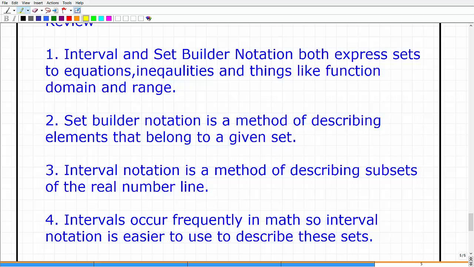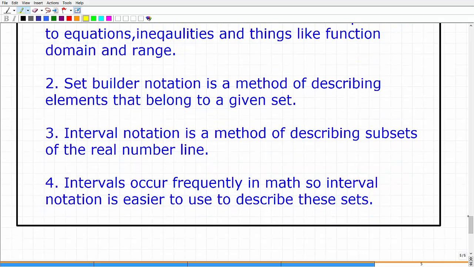Okay, so this comes in handy, especially in the higher order mathematics that you get into. All right, so interval notation is a method of describing subsets of the real number line. You can also use interval notation to describe the entire real number line as well. Intervals occur frequently in math, so interval notation is easy to use to describe these sets, and that's primarily the reason why we're learning this. We could just use straight inequalities, but we're trying to make our life a little bit easier.